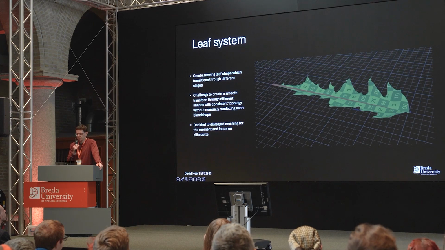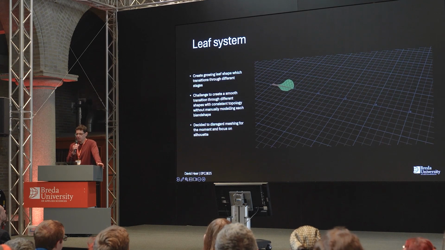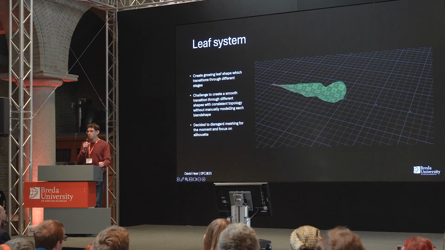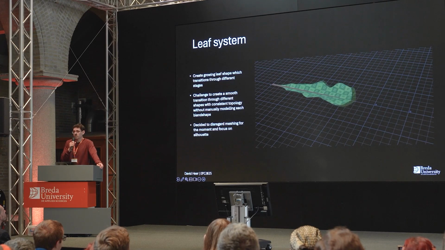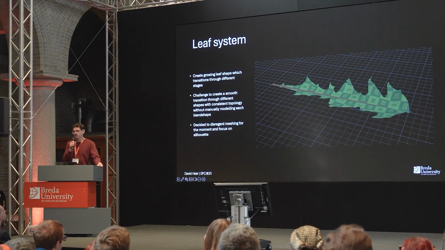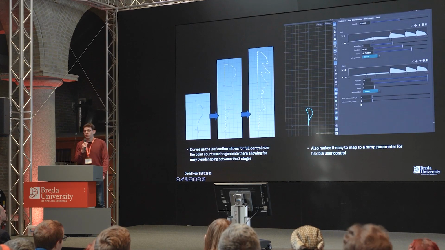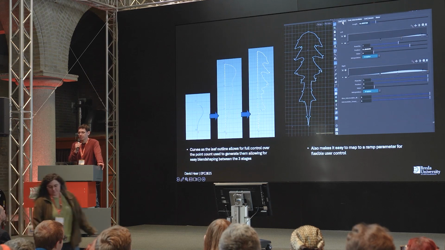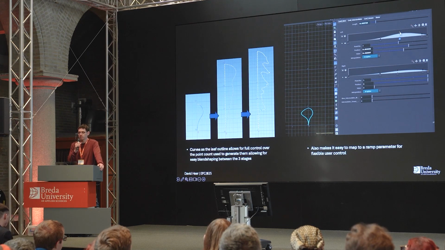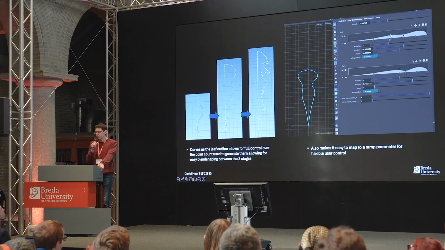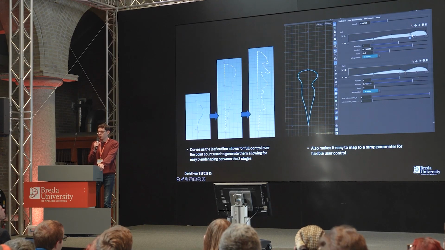The challenge here was that the leaf changes shape throughout its growth cycle. I needed to be able to blend between these different stages. Since I wanted the system to be adjustable, I didn't want to have to rely on creating manual blend shapes. So I decided initially to disregard the meshing for the time being and solely focus on the silhouette at the start. For this, I chose curves as the starting point, as they allow for full control over the point count used to generate them, allowing for easy blending between the stages. Another advantage of this is that they can easily be mapped to ramp parameters, which allows for flexible user control.